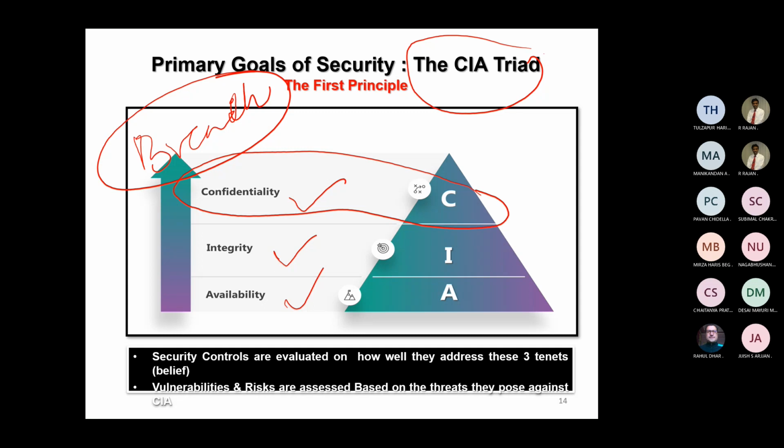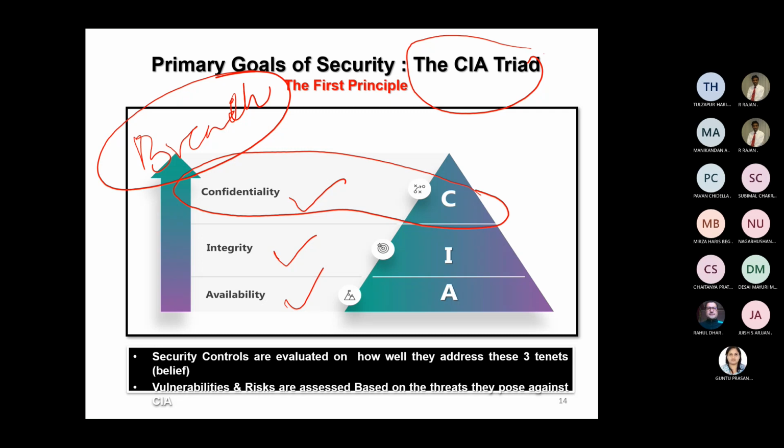So which means there is a breach of confidentiality. So you need to build the technology controls that are required to protect the confidentiality. That's the C of the CIA triad. Now let's look at what is integrity.